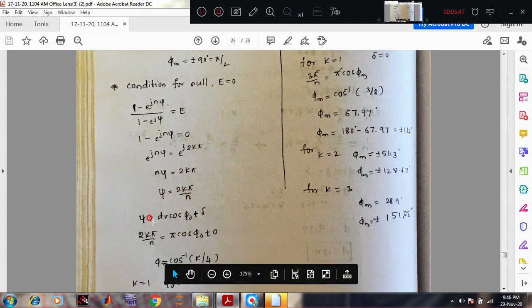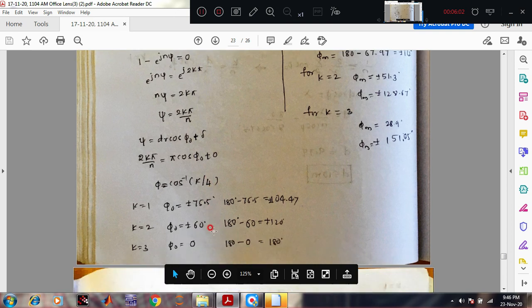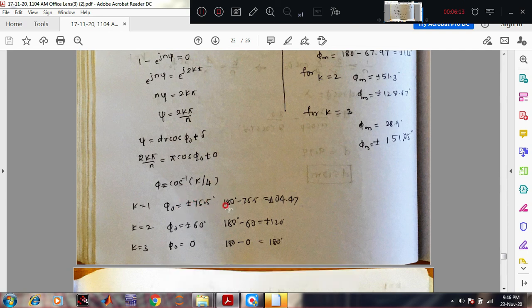So psi is equal to d r cos phi naught plus delta. Therefore 2k pi by n is equal to pi cos phi naught plus 0. Therefore phi is equal to cos inverse of k by 4. If I substitute the value of k as 1, 2, 3, you will get the angle phi naught as plus or minus 75.5 degrees.